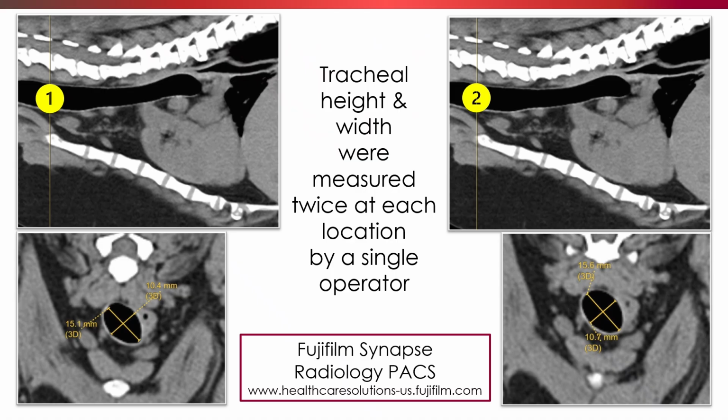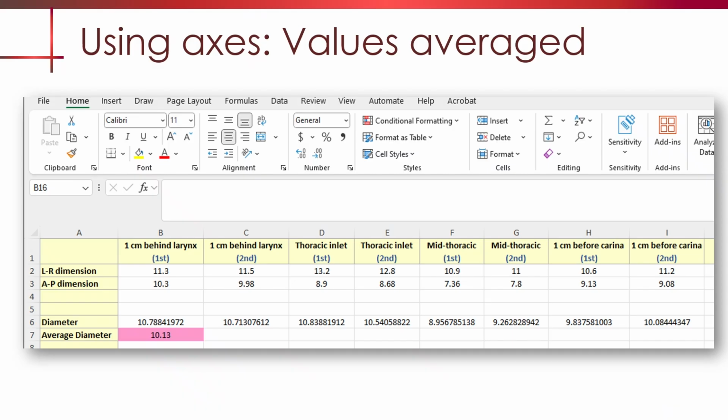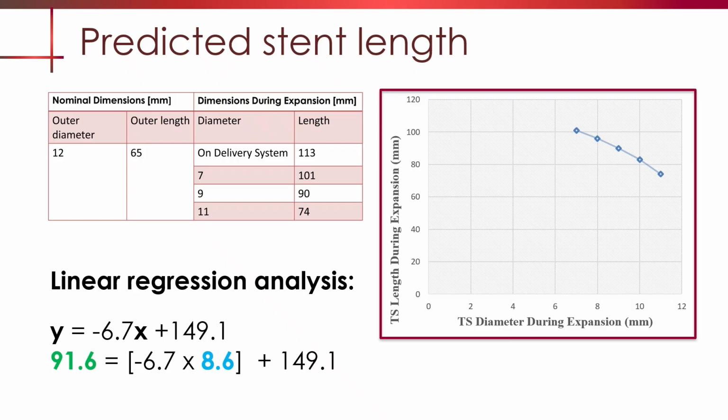Tracheal height and width were determined twice at each location from stored images using measuring tools in Fujifilm Synapse. A spreadsheet was used to determine the average tracheal diameter, shown here in pink. We created regression curves for each stent size so that we could get very accurate measurements of stent length from predicted diameter. So using the 12 by 65 millimeter stent as an example, if predicted diameter is 8.6 millimeters, predicted length is 91.6 millimeters.